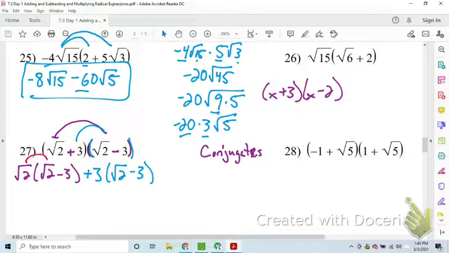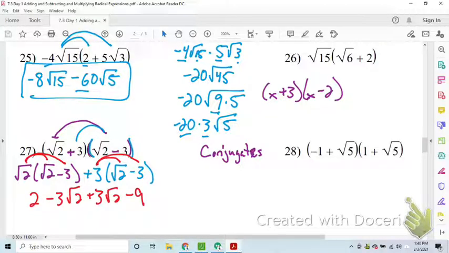So, root 2 times root 2 is the square root of 4, which is 2. Root 2 times negative 3 is negative 3 root 2. 3 times root 2 is a positive 3 root 2. And then 3 times negative 3 is a negative 9. Now, this is where it gets interesting.